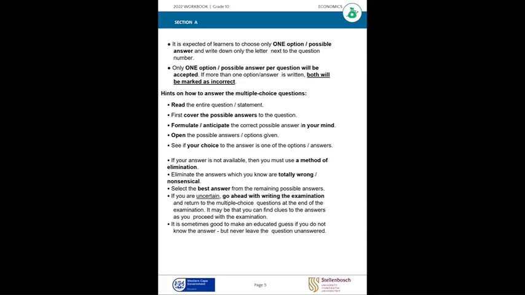So eliminate the answers which you know are totally wrong or nonsensical, meaning it doesn't even fit in here. This has got nothing to do with the concept that's being tested. So then you know this is definitely not one of the answers that can be given. Select the best answer from the remaining possible answers. If you are uncertain, I cannot stress this enough, go ahead with writing the examination and return to the multiple choice questions at the end of the examination. It may be that you can find clues to the answers as you proceed with the examination.